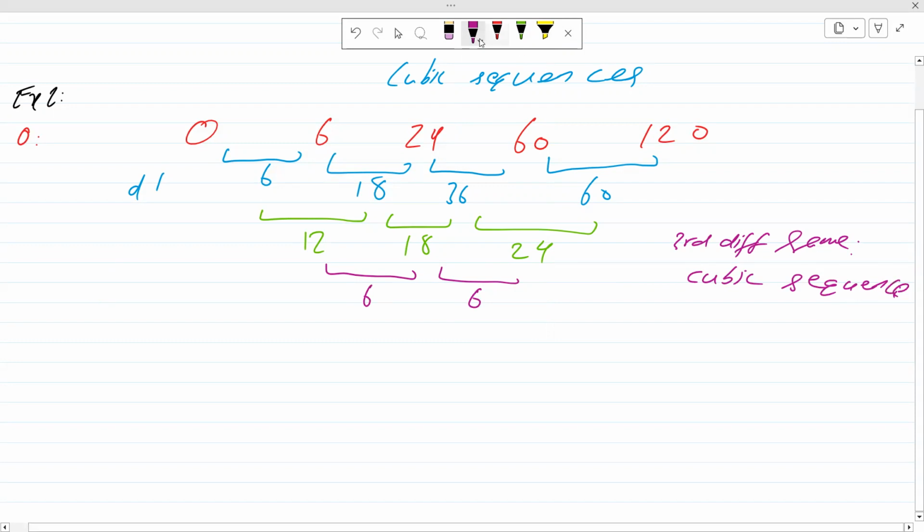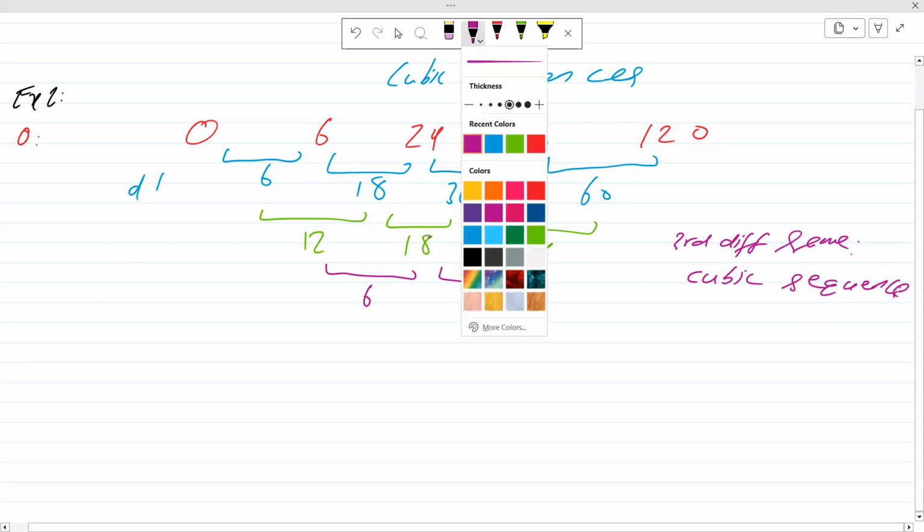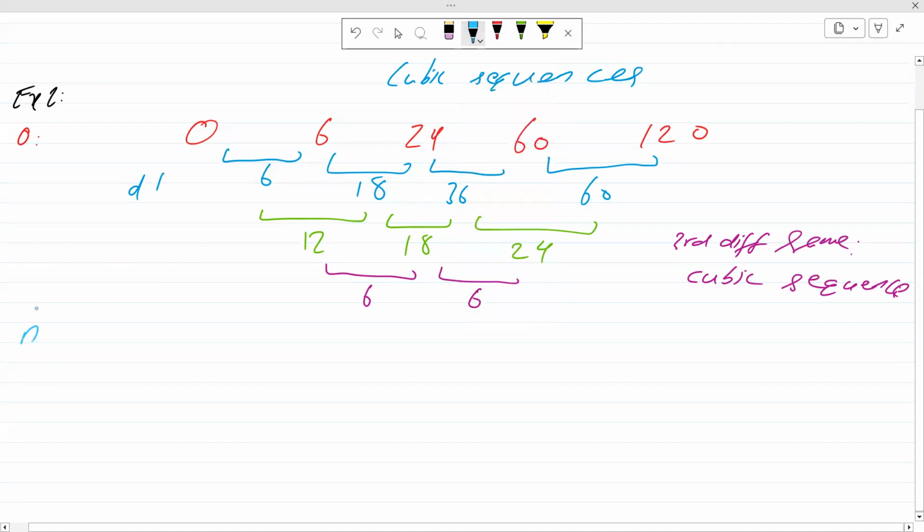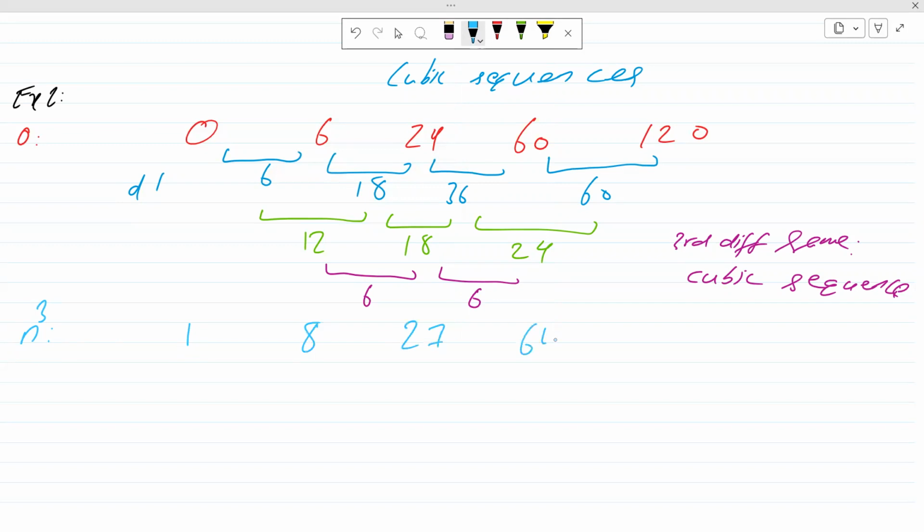try to first write the n cube. Write the sequence of n cube. n is equal to 1, 1 cube is 1. n is equal to 2, 2 cube 8. 3 cube 27. 4 cube 64. 5 cube 125. All right.